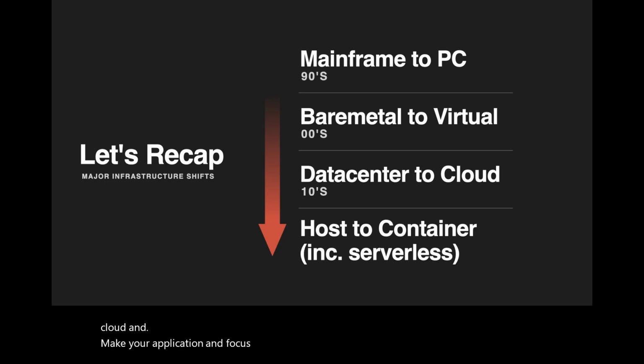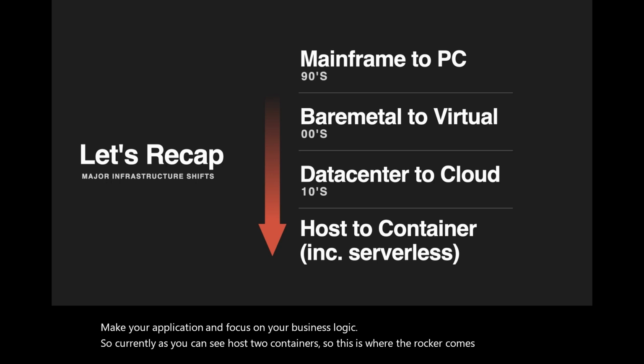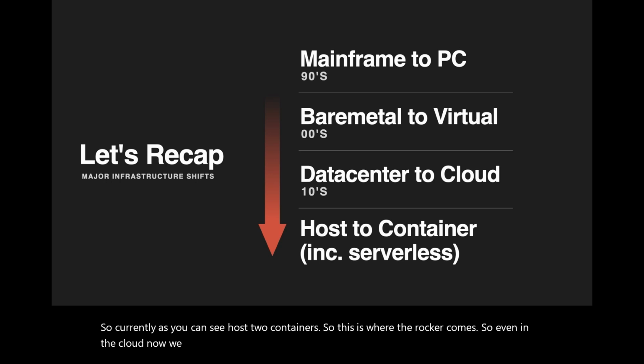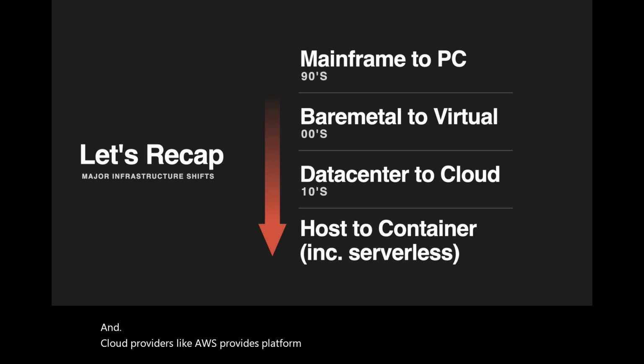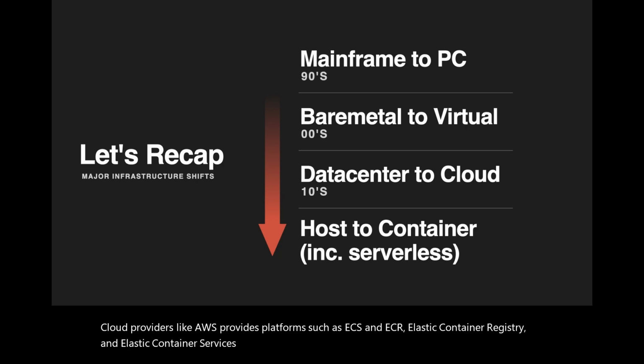Currently, as you can see, we have moved from hosts to containers. So this is where Docker comes in. Even in the cloud we now use containers to deploy our applications, and cloud providers like AWS provide platforms such as ECR and ECS, Elastic Container Registry and Elastic Container Service, and the same in Google. Later in the lecture you will learn about Kubernetes, which also uses containers to run those applications.